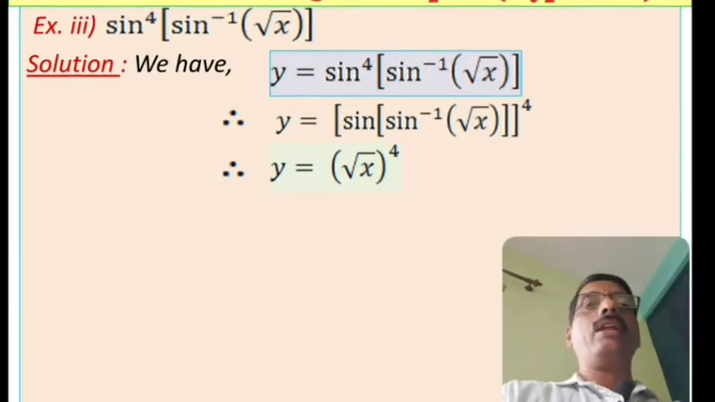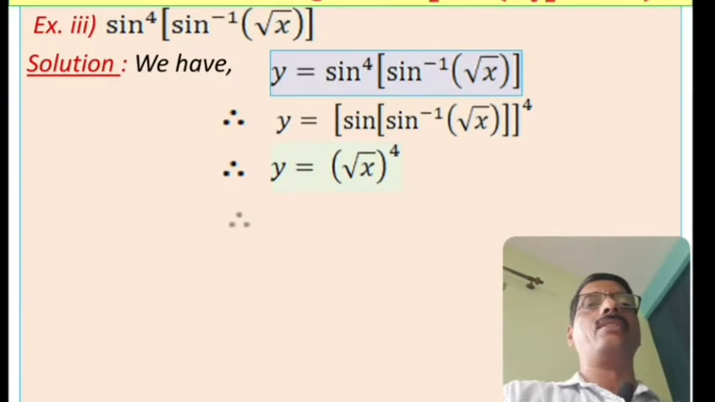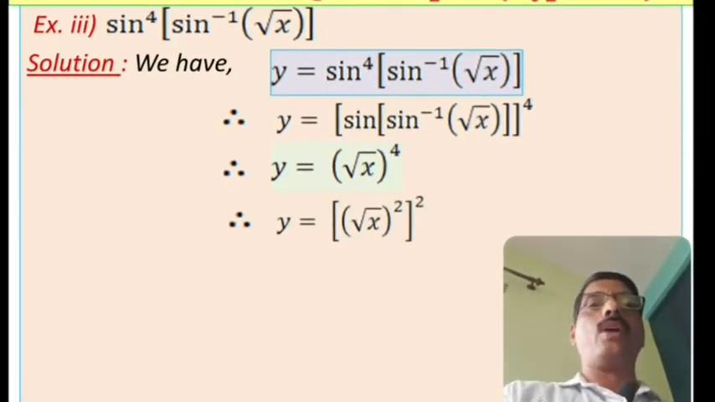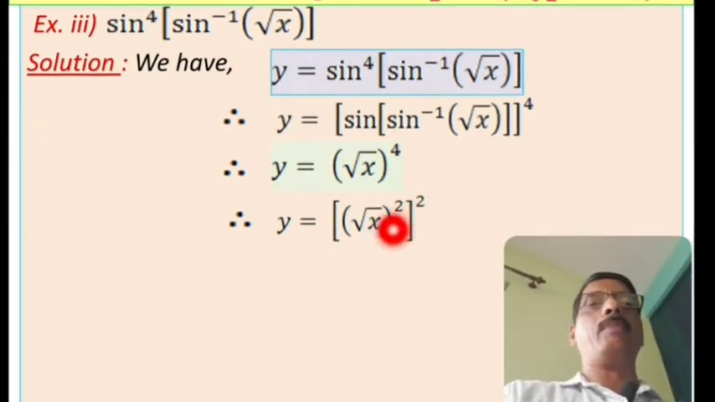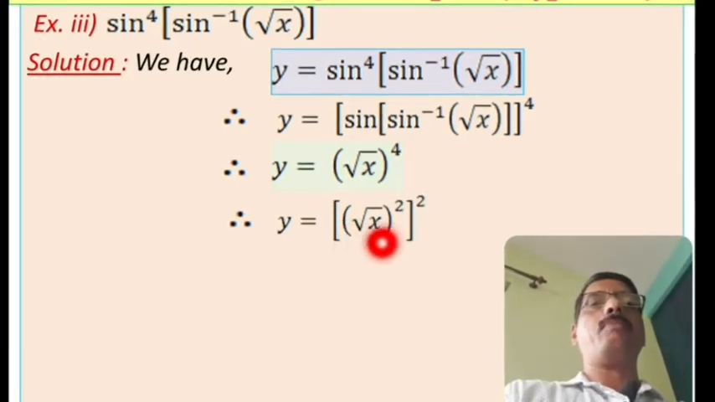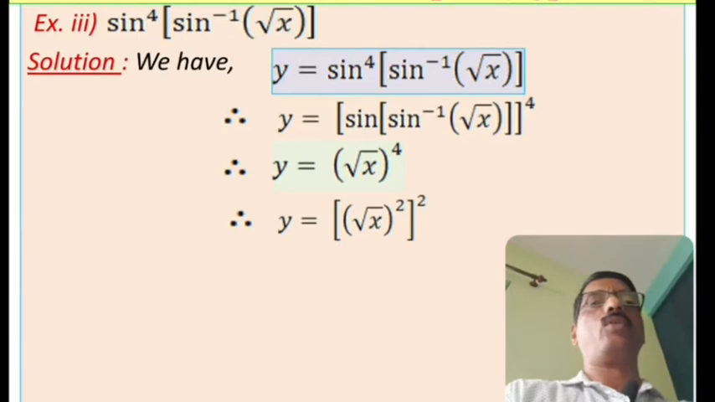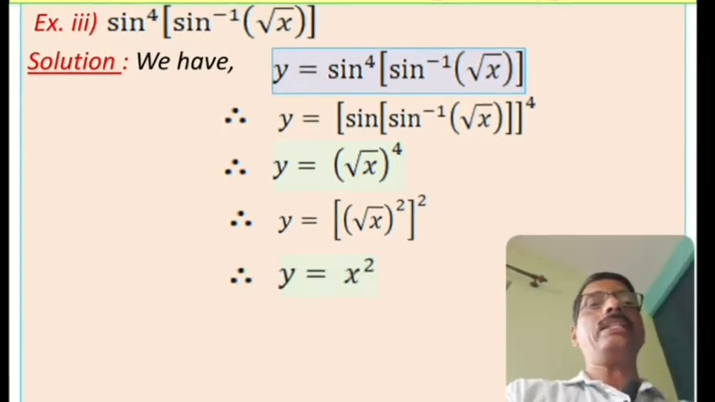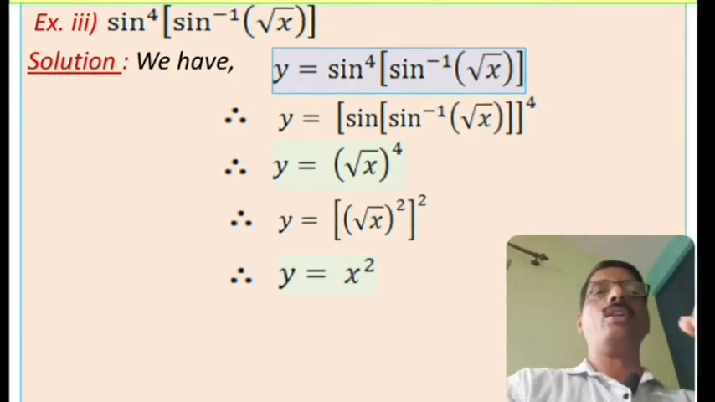Here we have to divide 4 into 2 factors, and therefore that can be written as y equal to ((root of x) raised to 2) raised to 2, because here 2 and 2 have the multiplication 4 by the indices rule. And therefore again in the bracket, root of x, square root and square become cancelled, remaining only x, and therefore the given function in the form of y equal to x square. This is the simple form of the given function.